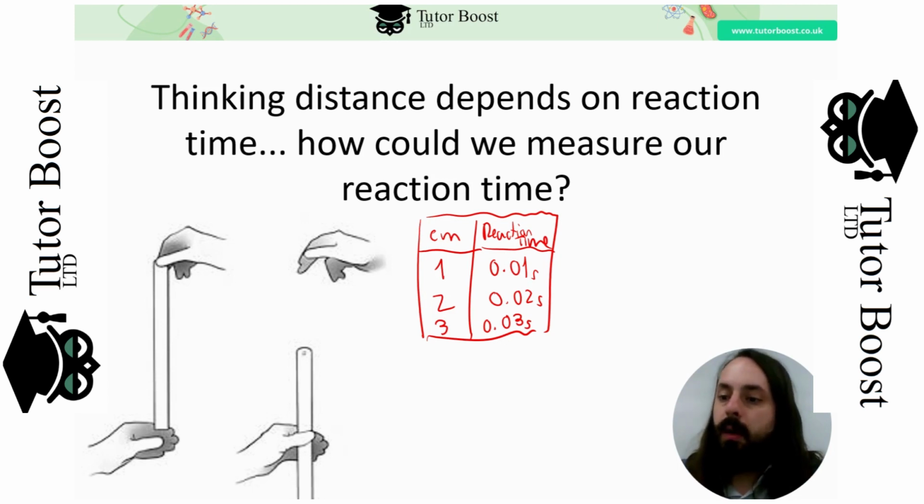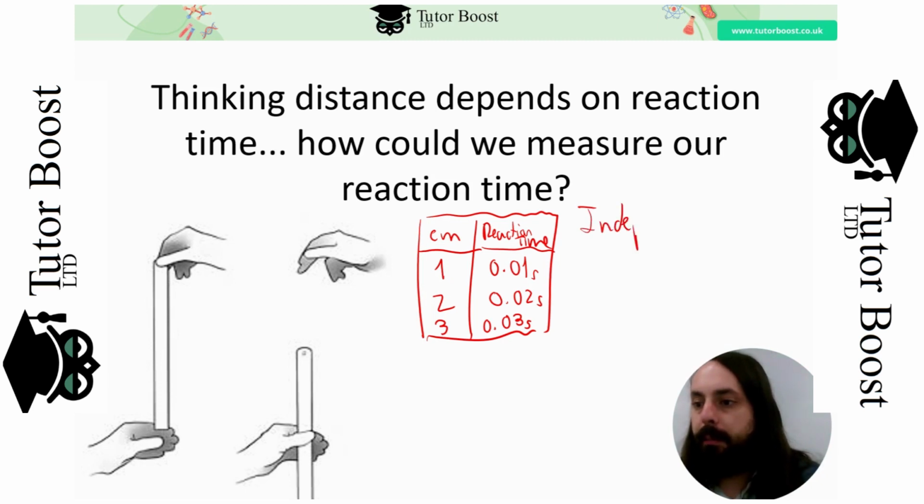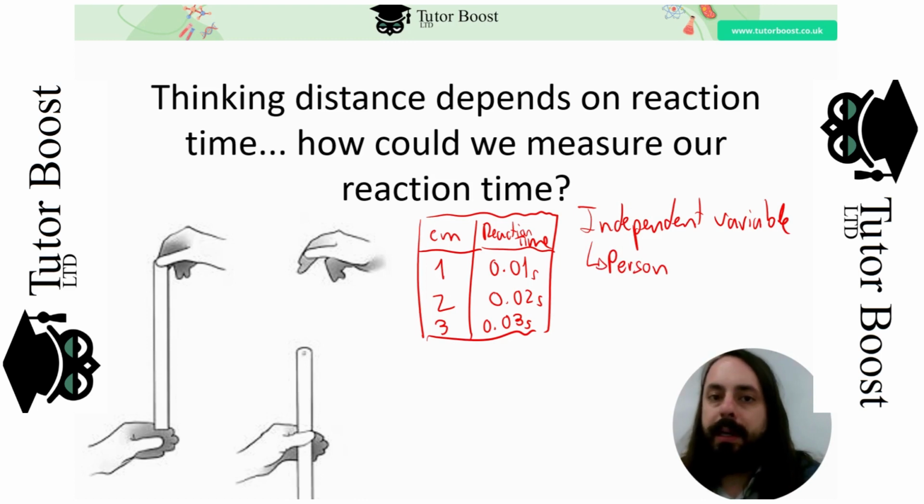So now, what is our independent variable? What are we changing in this experiment? Remember, independent variable, what we change, and that would be the person. Okay? Now, what is our dependent variable? What are we measuring?